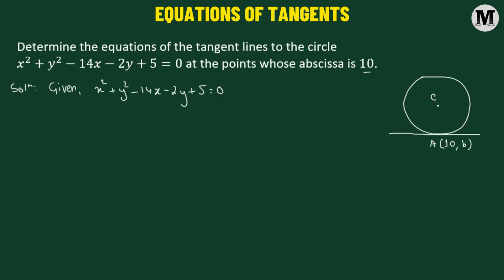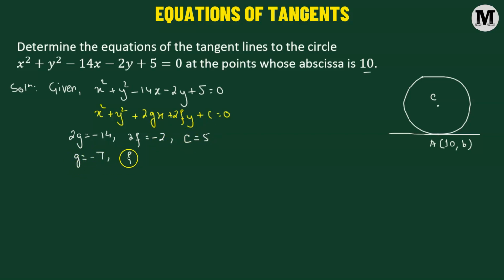So what we'll do, we'll compare this equation with the general equation of a circle, which is given by x squared plus y squared plus 2gx plus 2fy plus c equals 0. So here, on comparison, we get the value of 2g equals negative 14, 2f equals negative 2 and c equals 5. So g becomes negative 7, f becomes negative 1 and c is 5.